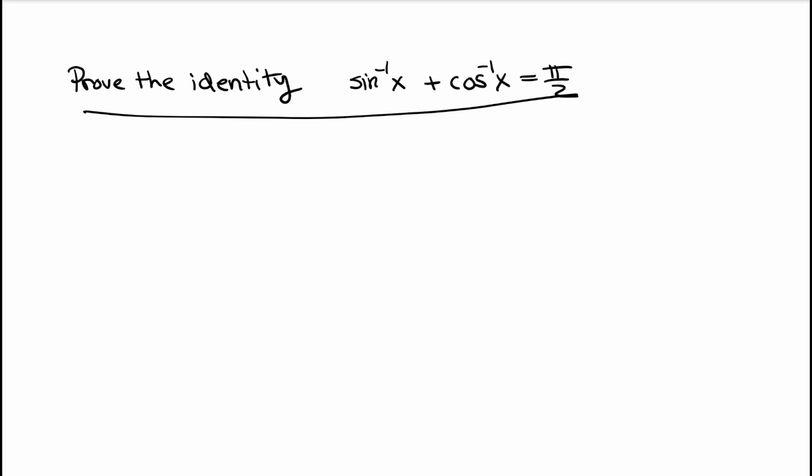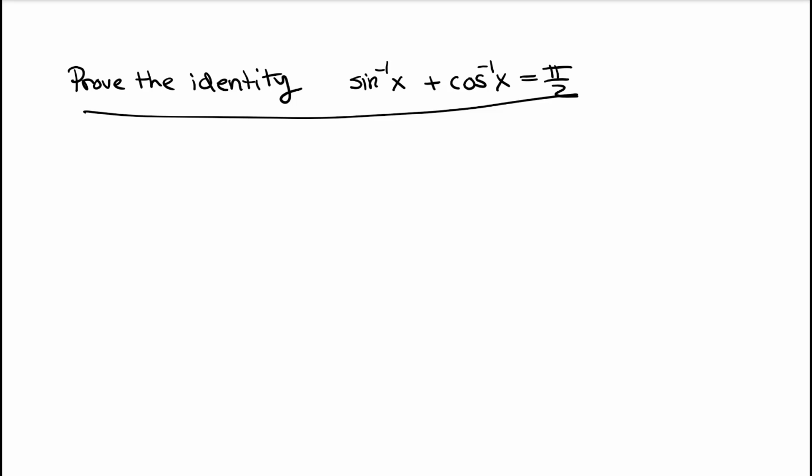I lost my place. So sine inverse of x, that's an angle. Inverses are angles, and cosine inverse of x, that's an angle as well. And actually, they're complementary angles. If you make a triangle and take a look, you'll be able to tell that these are complementary angles we're talking about here. And complementary angles add up to be 90 degrees, pi over 2.